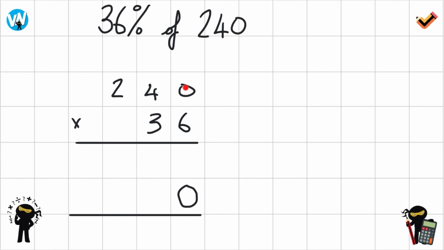So we're going to do 6 times 0, 6 times 4, 6 times 2. All right, so 6 times 0 is 0, 6 times 4 is 24, carry the 2. 6 times 2 is 12, add the 2 is 14. Then we're multiplying by 10. So we've got our placeholder 0. We're going to do 3 times 0, 3 times 4, 3 times 2.